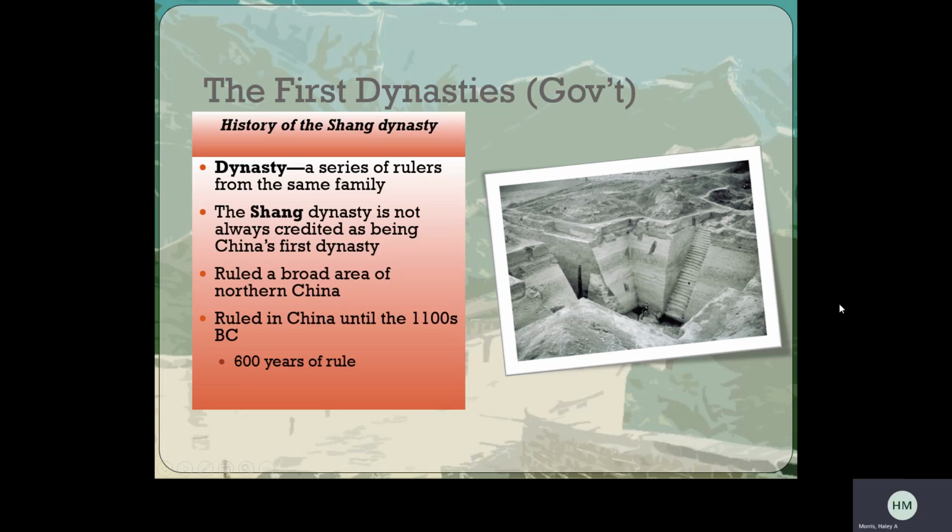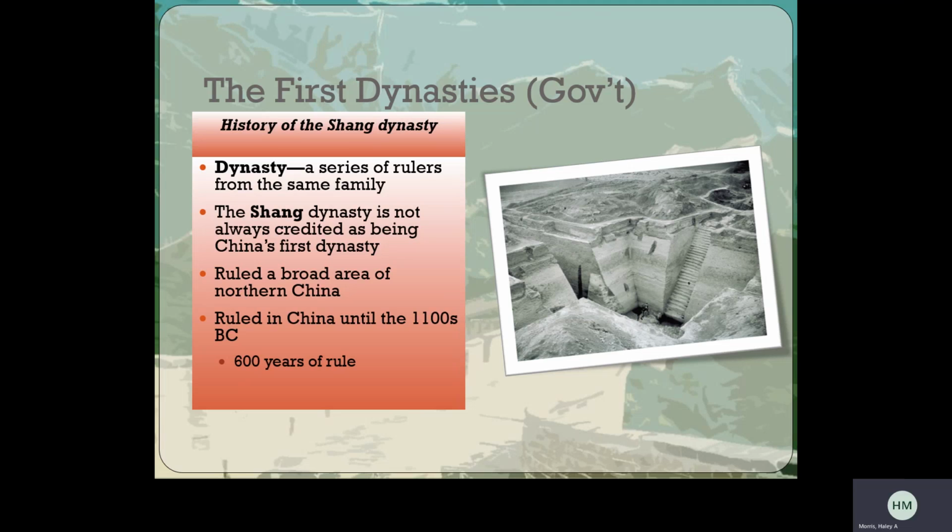The history of the Shang dynasty, the first dynasties. The Shang is often believed to be one of the first dynasties, but it's not for sure. They don't know that for sure. It's not always credited that way. A dynasty is a series of rulers from the same family. A dynastic system is one of your vocabulary words.